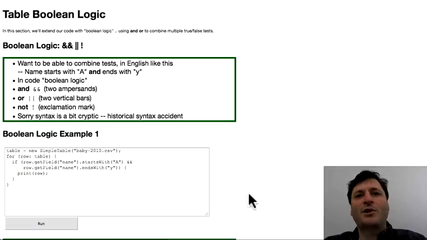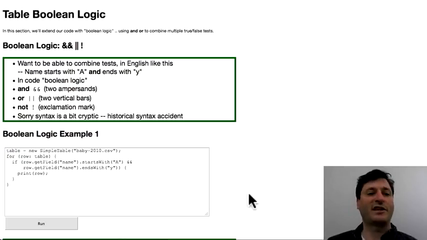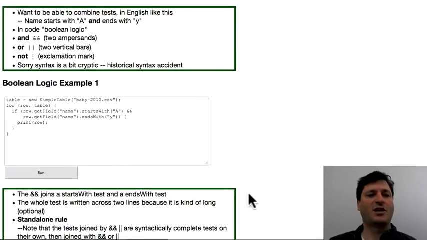In this section, I want to show how you can take a simple test like starts with A and use the notion of and or to combine it with other tests to put together a more complicated test. This is called Boolean Logic. In the code, the symbol for and is two ampersands run together, and the symbol for or is two vertical bars put together.